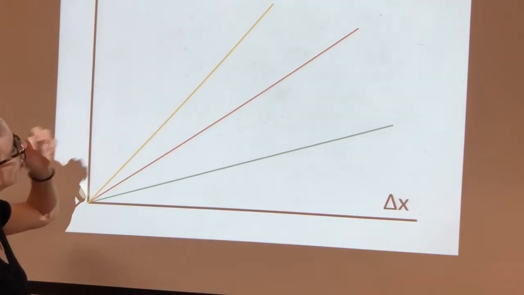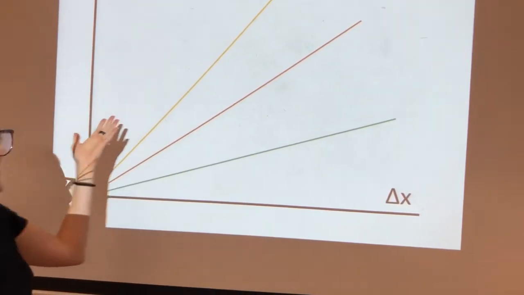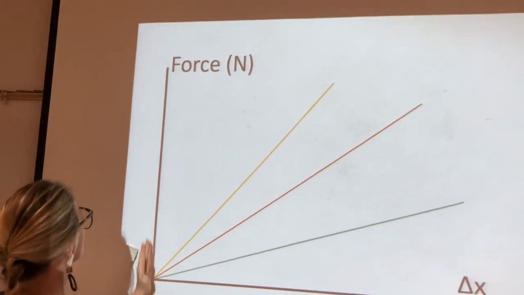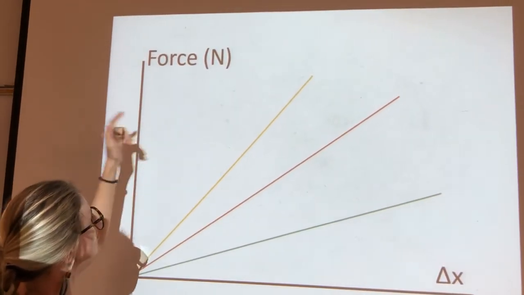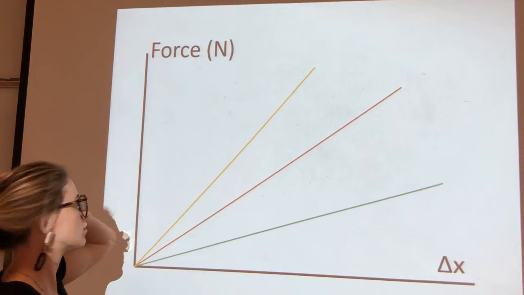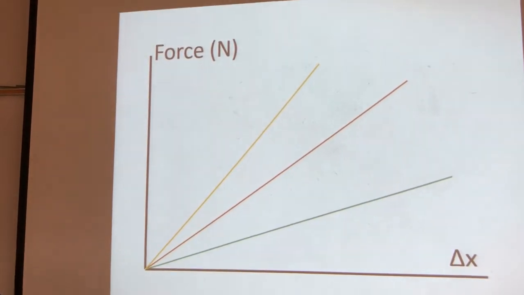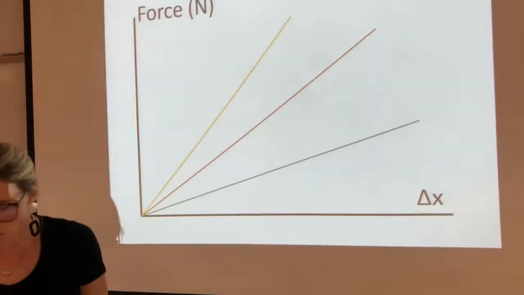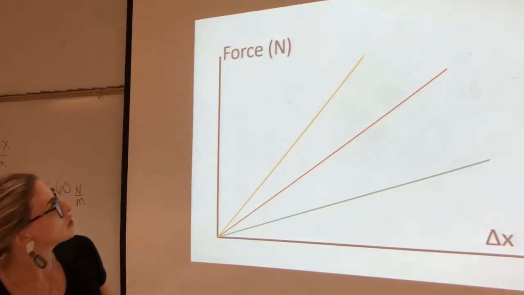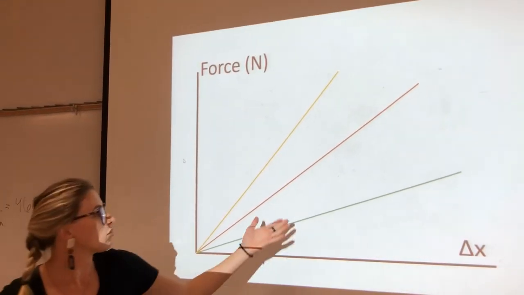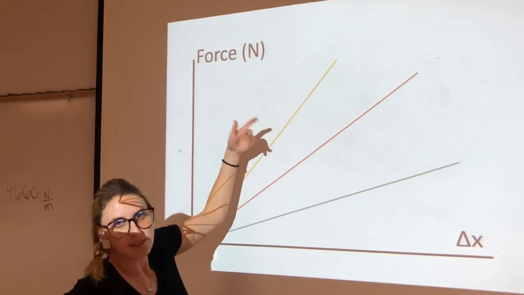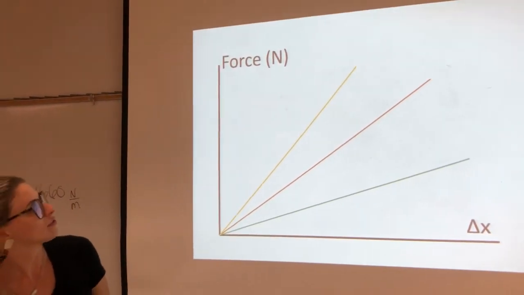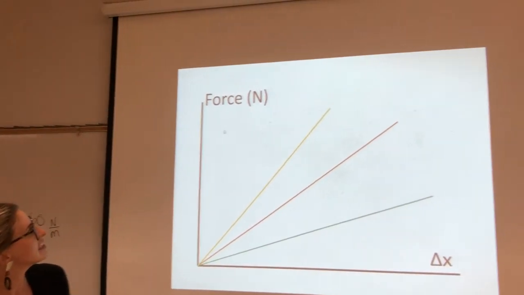So for the yellow one, what is the slope of the line represented by mathematically? The rise over the run. Force over delta x gives me the spring constant. So the slope of the line is our spring constant. And we know that this one has a higher spring constant, we just measured it, and less high, and the lowest right there. Looking at the slope of the line, we can see that.